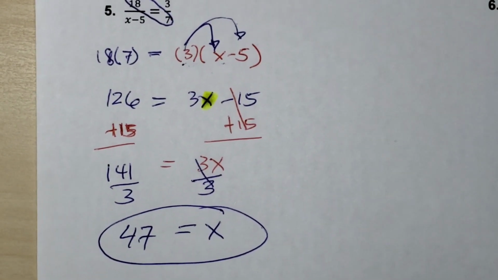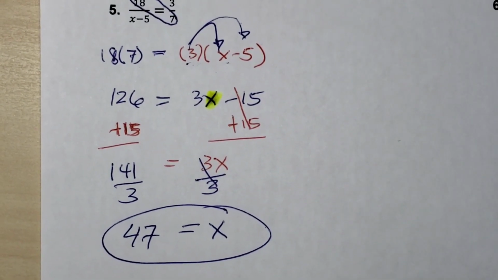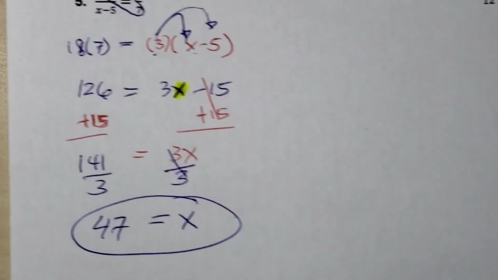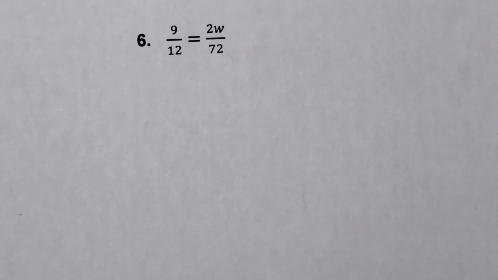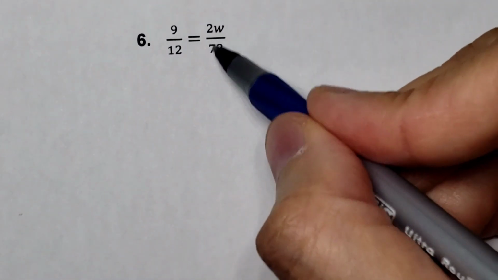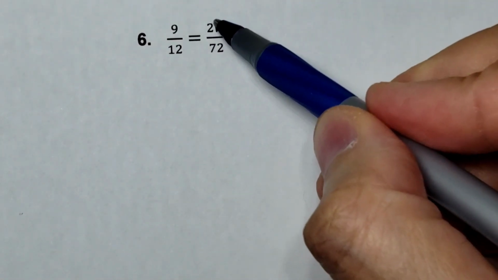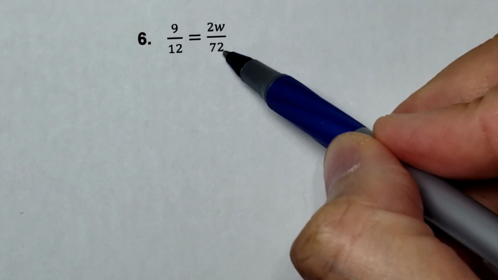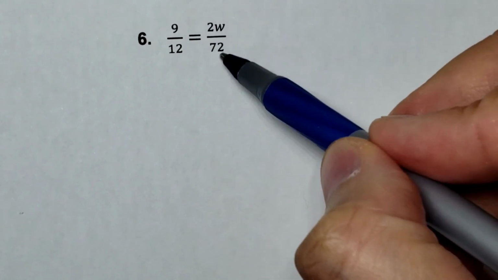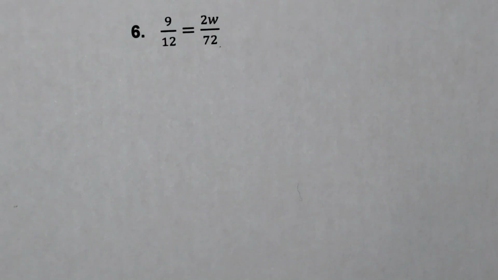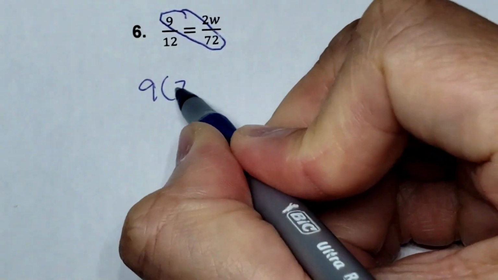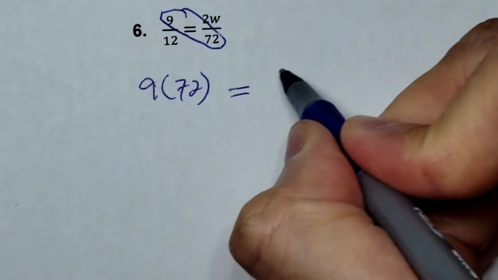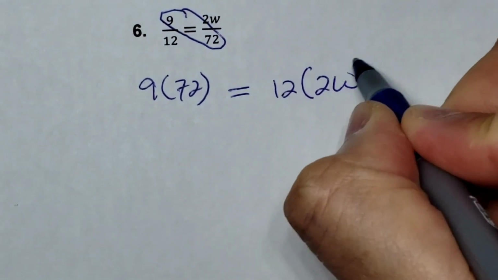All right, here you go. Let me zoom out. Okay, now let's do number 6. Same process. You can simplify this if you want to. Divide by 2, and you will get 1 over, what's half of 72? That should help you out, 36. If not, you can just use cross product right away. So 9 times 72 is equal to 12 times 2w.